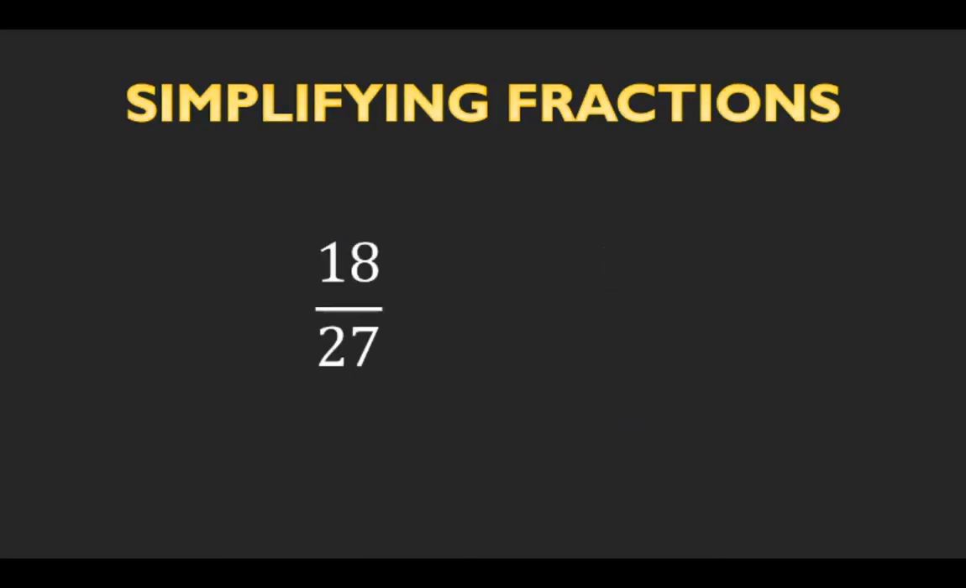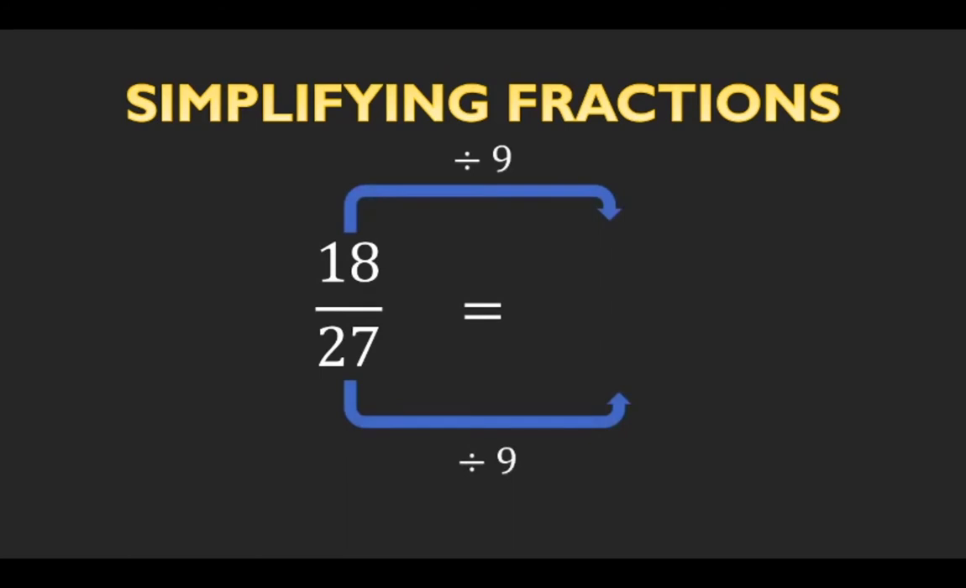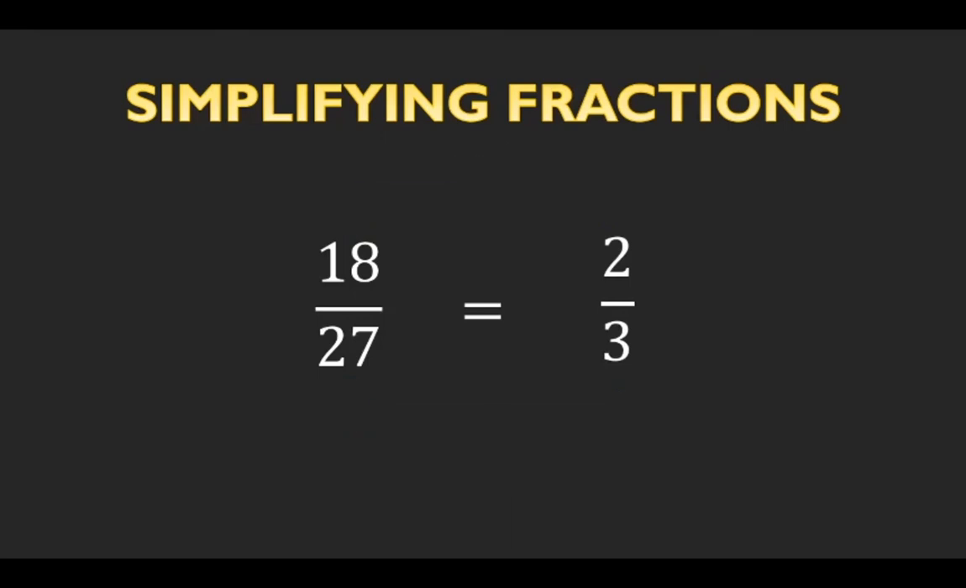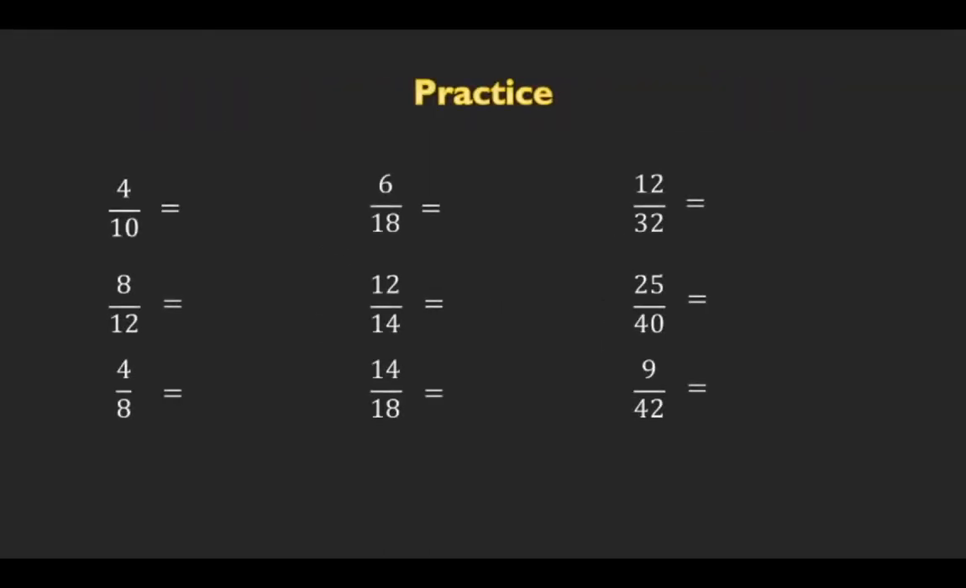Another example, 18/27. The GCF for 18 and 27 is 9. Upon dividing the numerator and denominator by the GCF, we get the simplified or reduced fraction, 2/3. Now your turn. Pause the video and answer the following. Play the video again to see the answers.